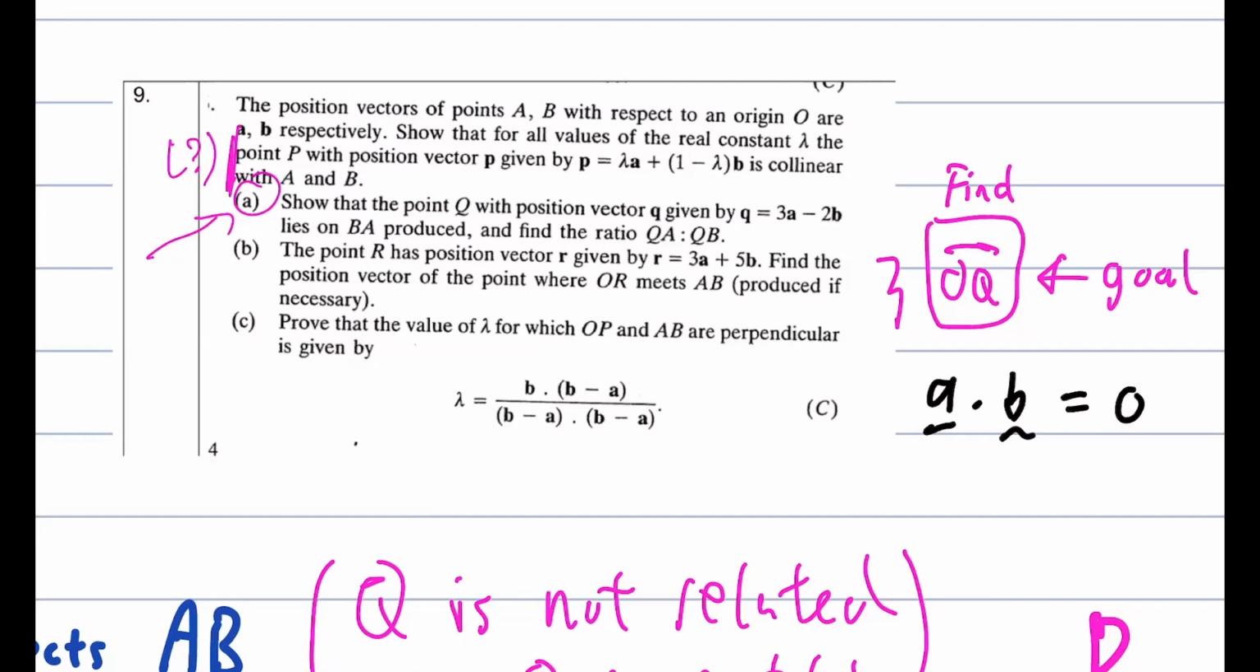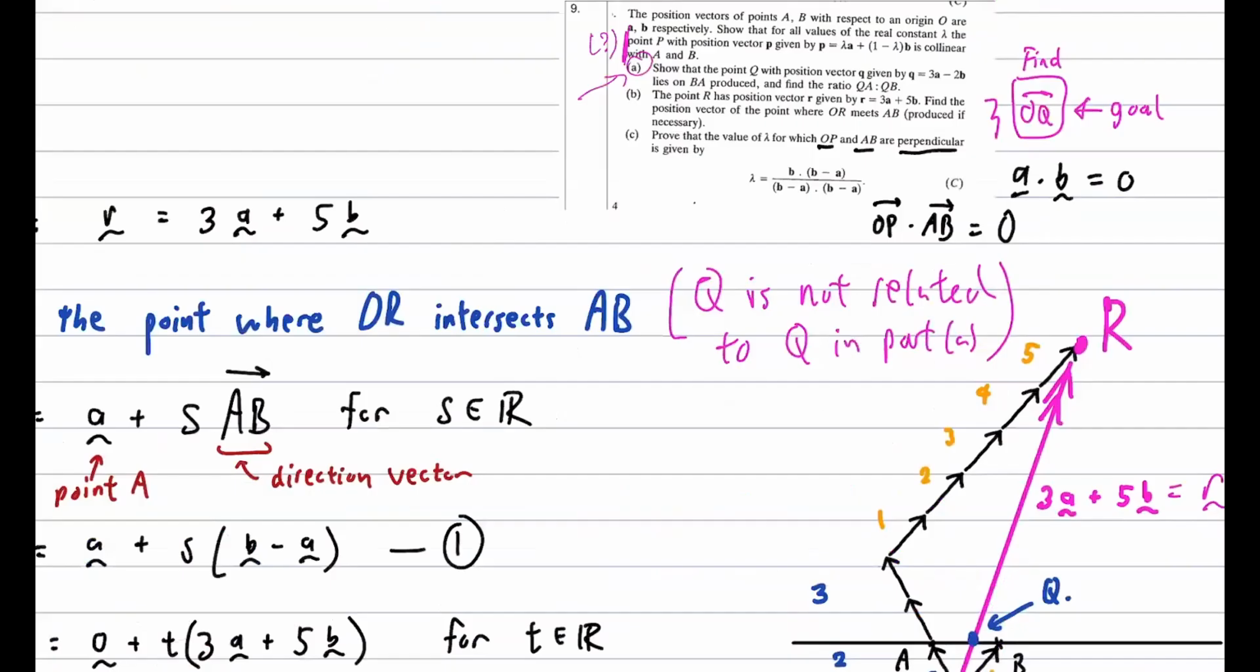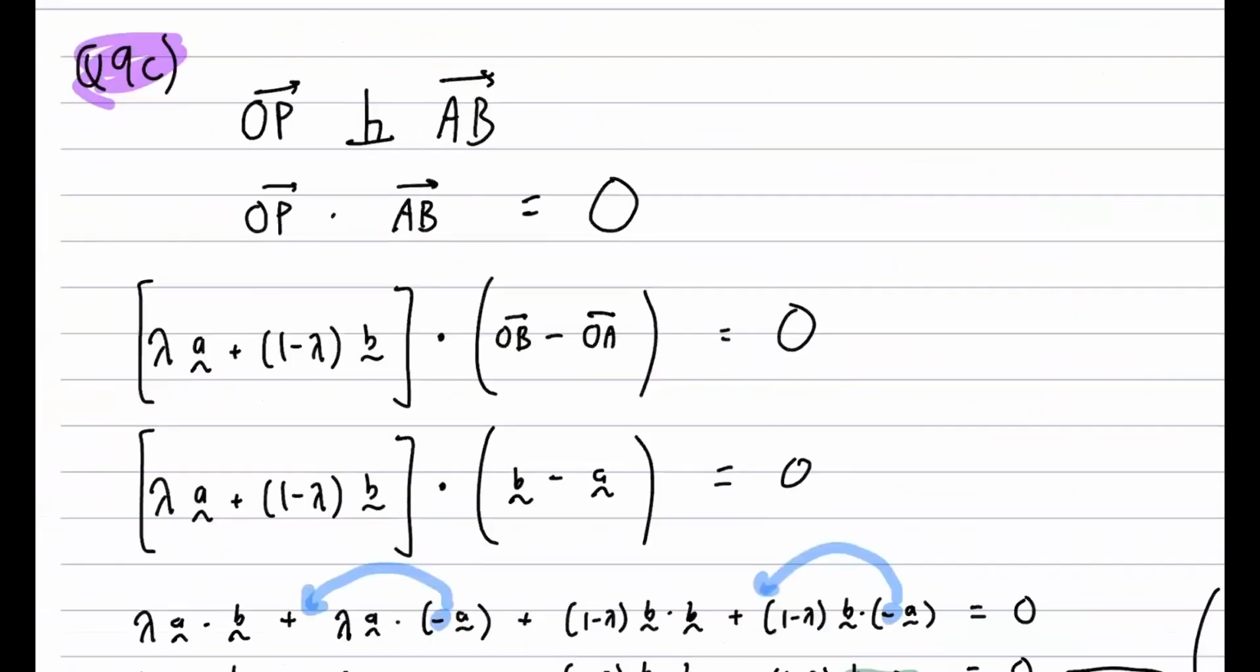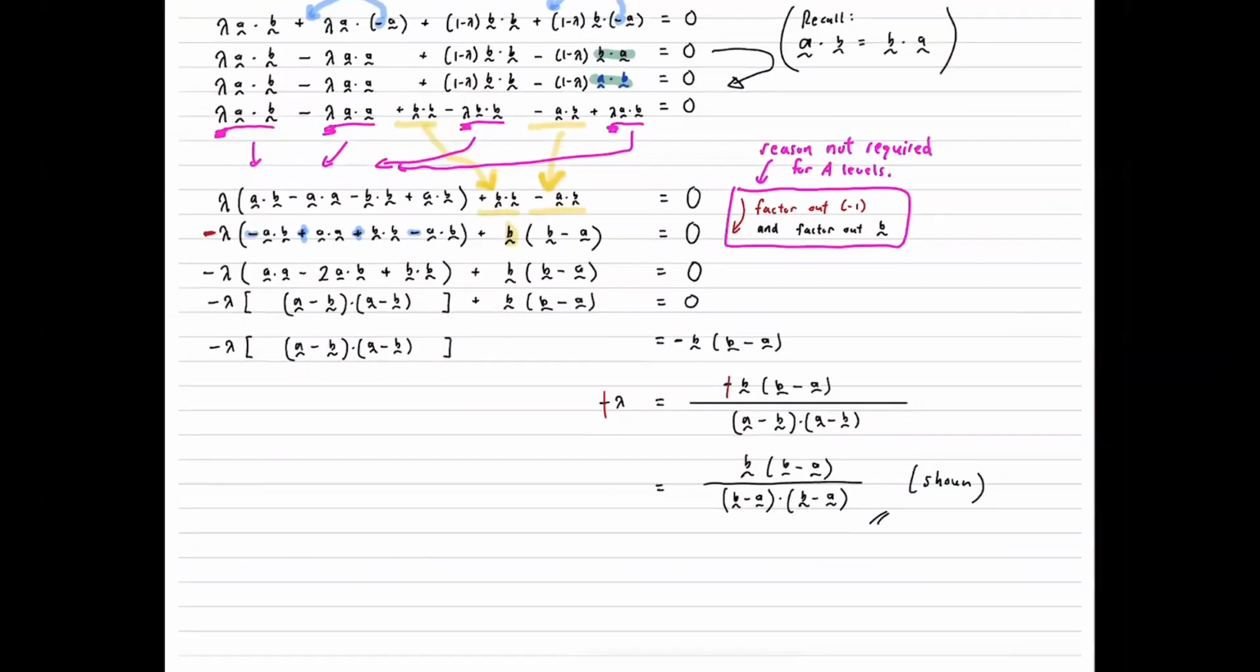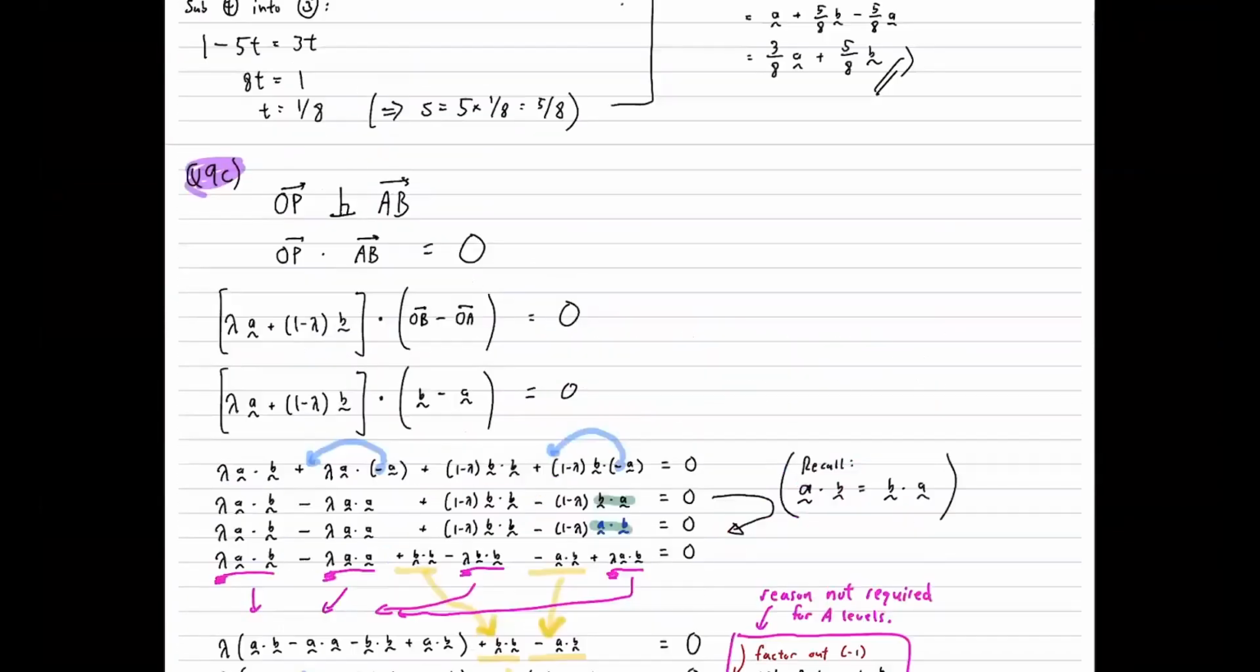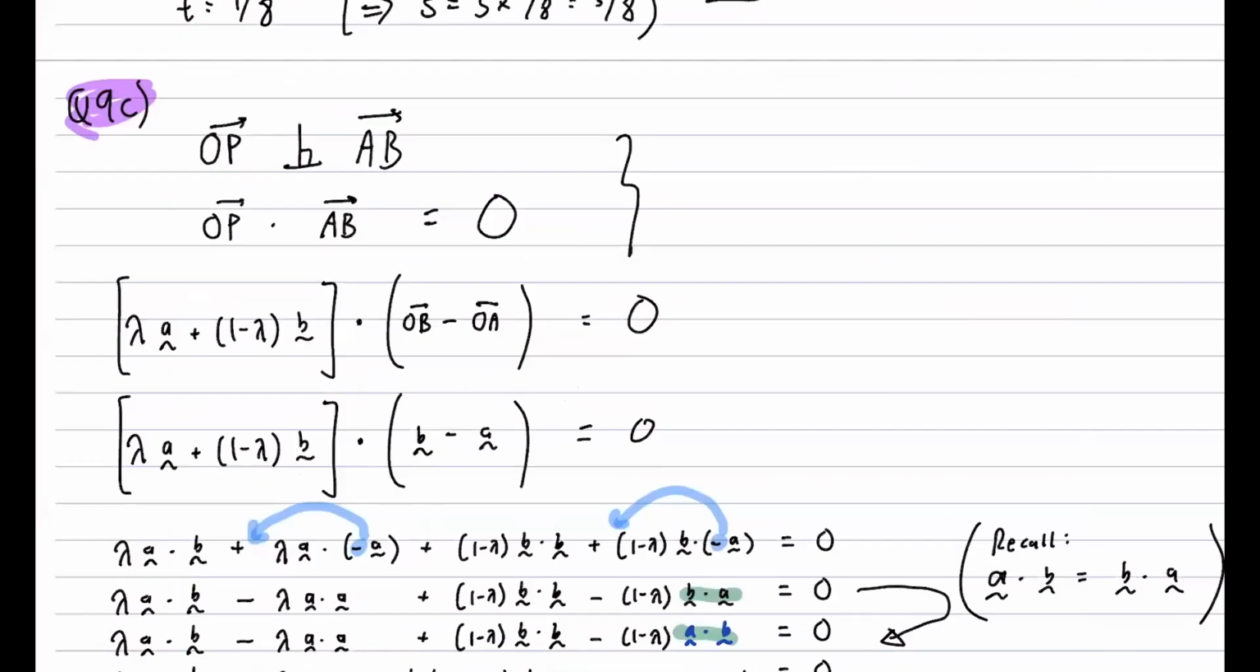Prove that the value of lambda for which OP and AB are perpendicular is given by the following formula. They talk about OP and AB being perpendicular, so straight away you want to look at vector OP and vector AB dot product equals to kosong, 0. Can? Can. Okay, that's what we're gonna do. So where's the solution? Yes, over here. So OP is perpendicular to AB, so that's why the dot product is equal to 0. That's your first step, very important.